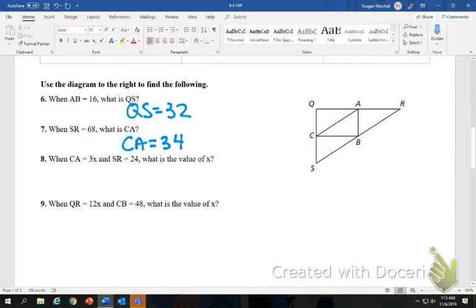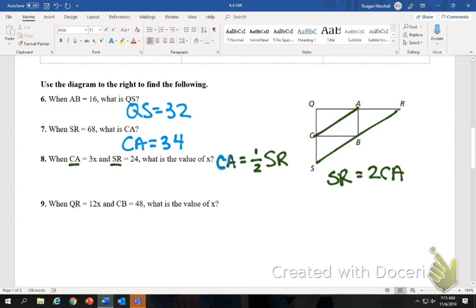This next section requires work. If they don't have work, it counts as skipping. They need to create an equation. We have CA and SR. So the equation would look like this. CA is half of SR. Or you could have done SR is double of CA, both are the same thing.